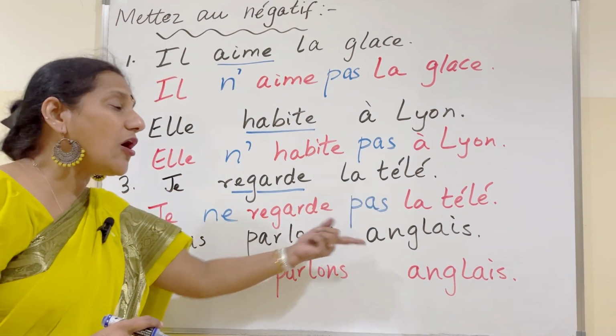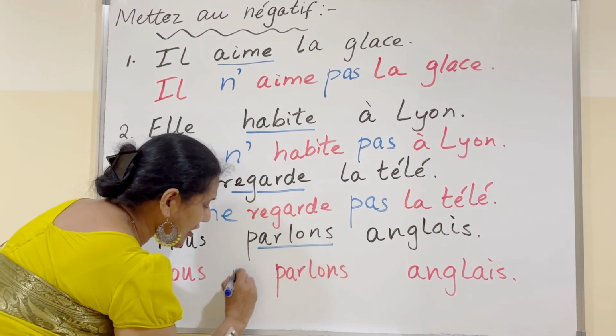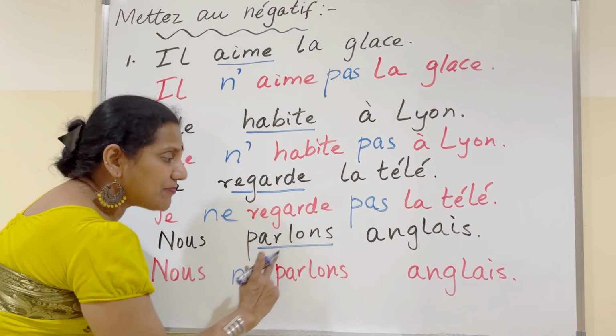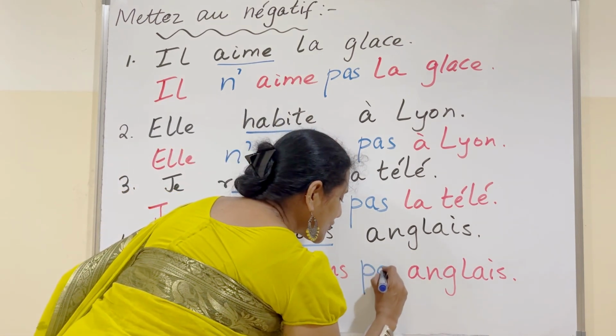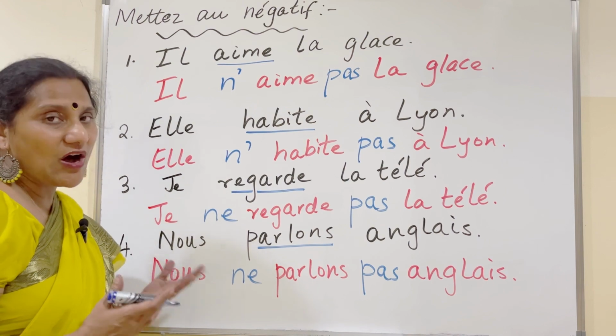Nous parlons anglais. My verb is parlons. Put ne before the verb. Ne plus verb plus pas. So, my answer would be nous ne parlons pas anglais.